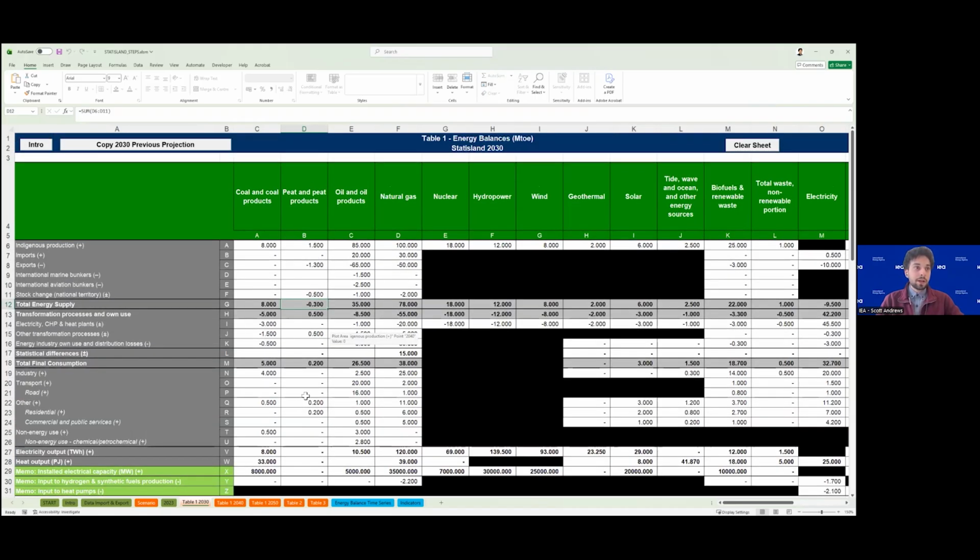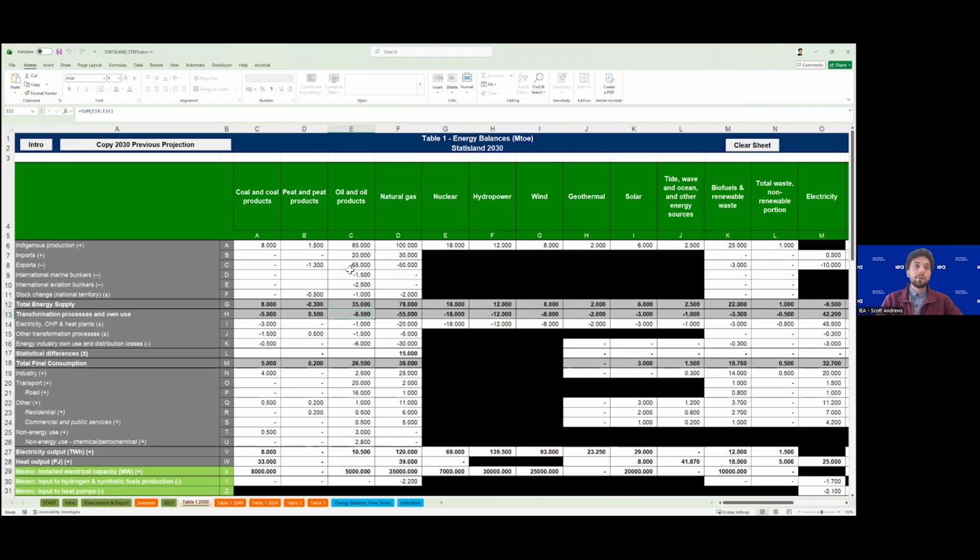And then we can see we're actually using peat in the residential sector here. And this is another thing I want to point out, these indented categories here. So road is a subcategory of transport, just as residential and commercial and public services are subcategories of other. So for these subcategories, sometimes we see that when you sum them, they're greater than the overall category, and that shouldn't be the case. These two numbers can sum to be less than the total, they shouldn't sum to be more than. So that's something to also keep in mind as well.